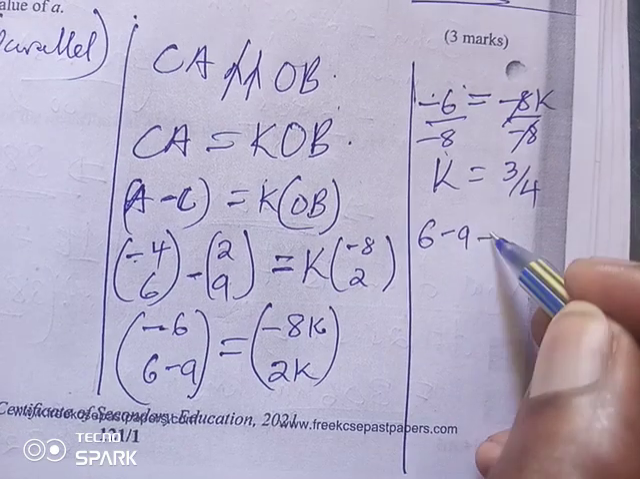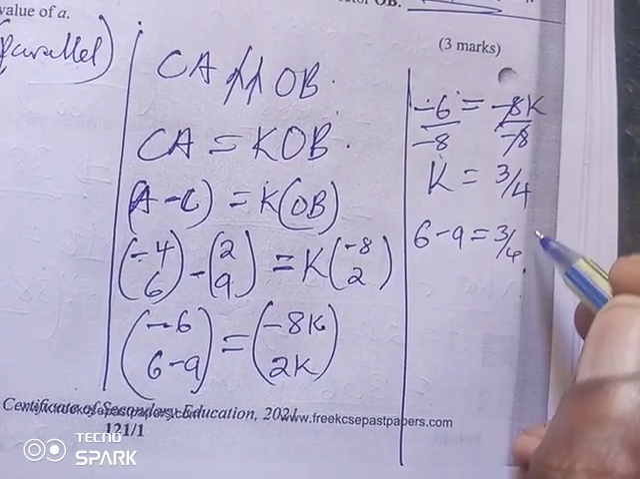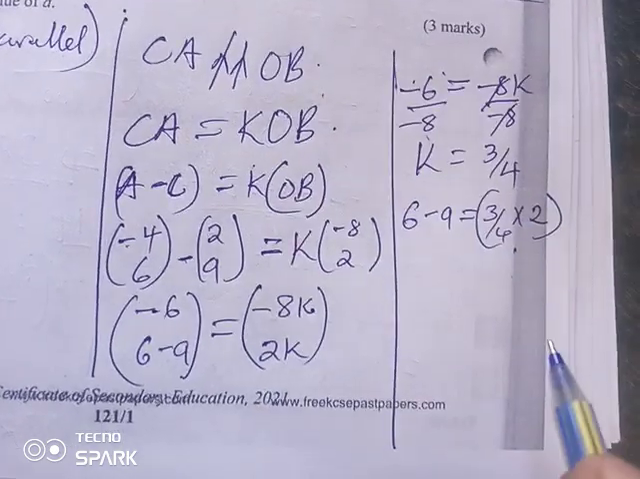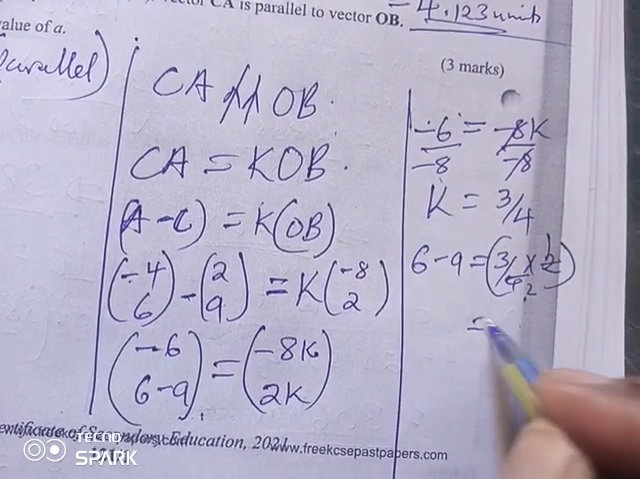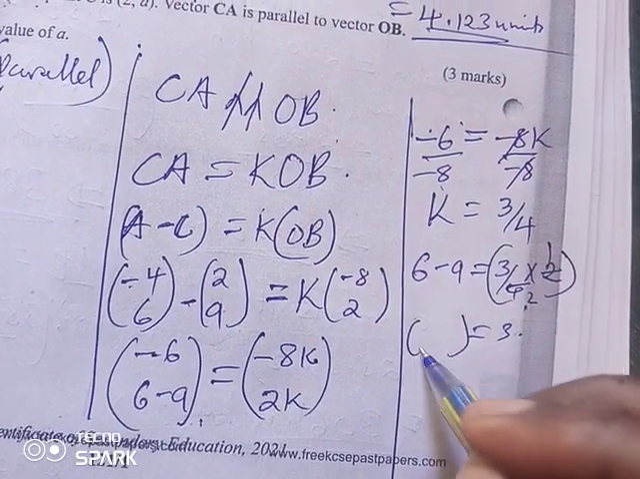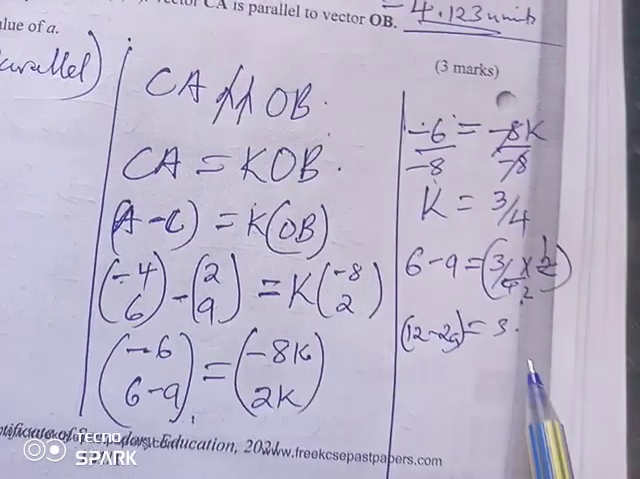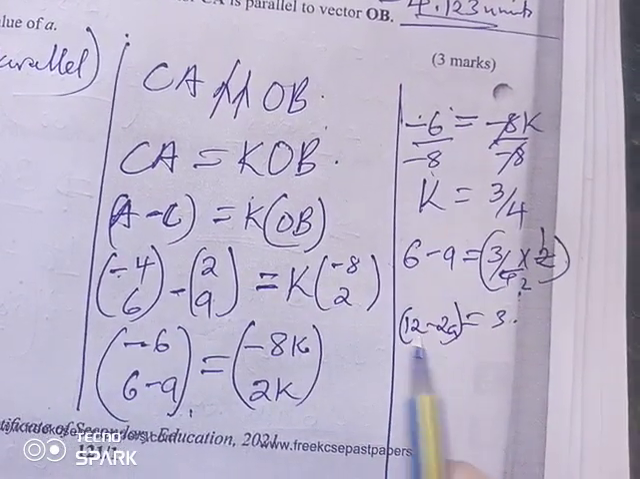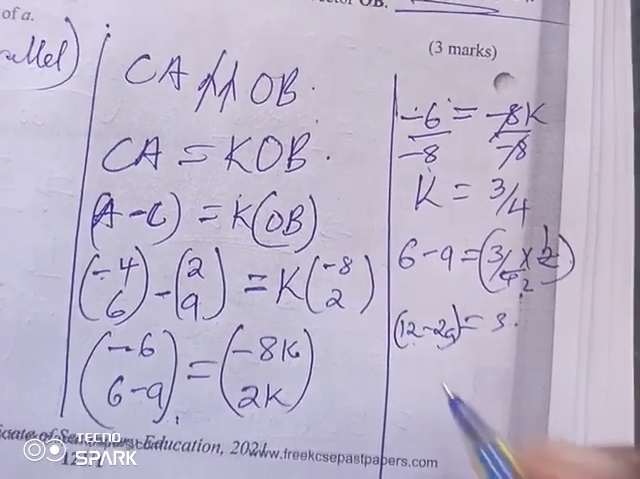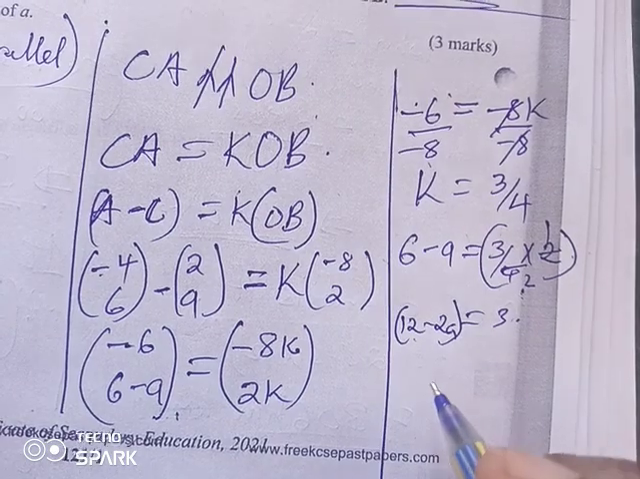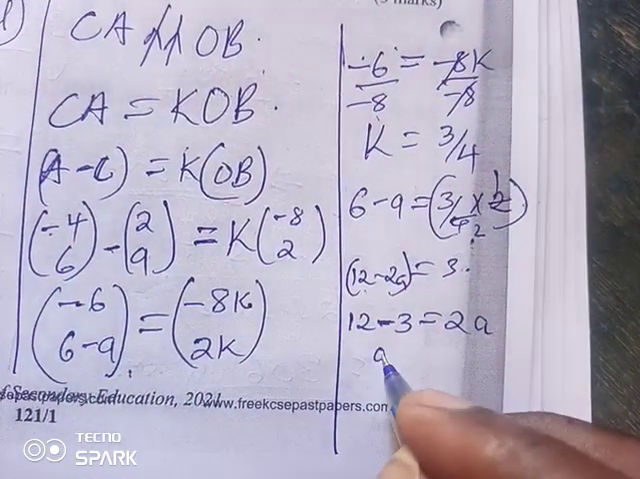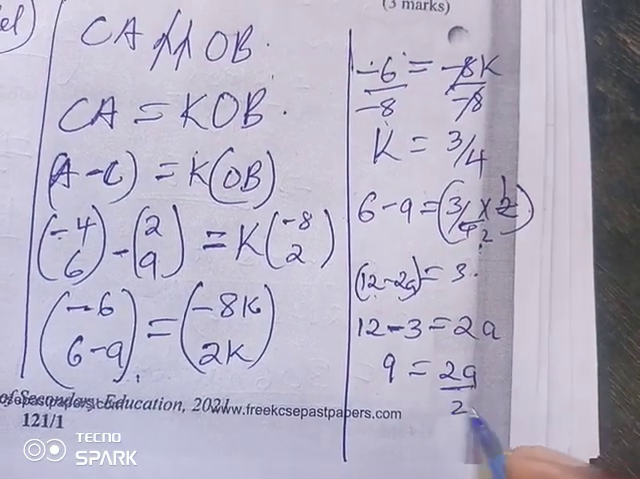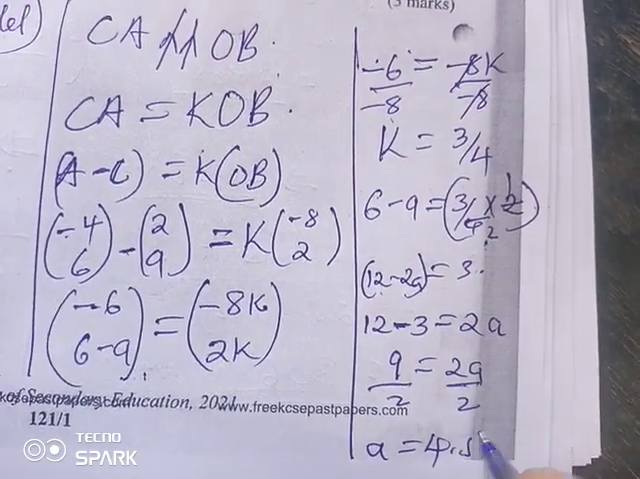So 6 minus a is equal to K, 3 over 4, times 2. I've substituted for K here. So this side we shall remain with 3 over 2, or I cross multiply. I've cross multiplied by 2 both sides, so I will have 12 minus 2a. Finally, 2a goes to the other side as 3 comes. So 12 minus 3 is equal to 2a. This gives me 9 is equal to 2a. Dividing by 2, a becomes 4.5.